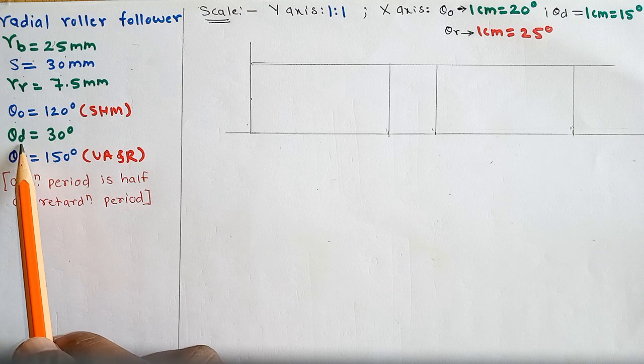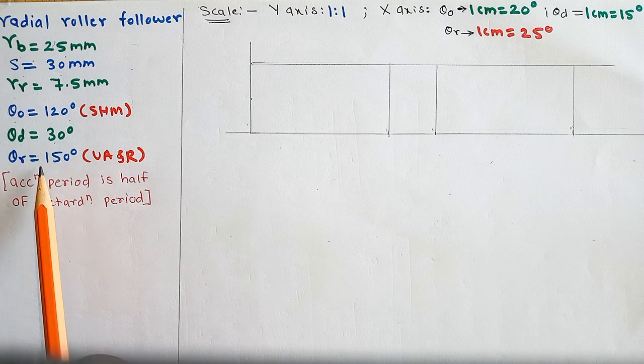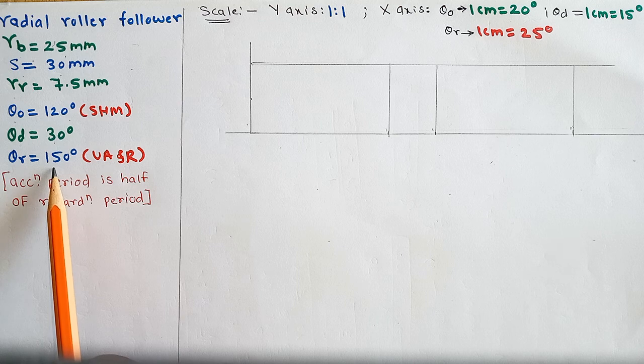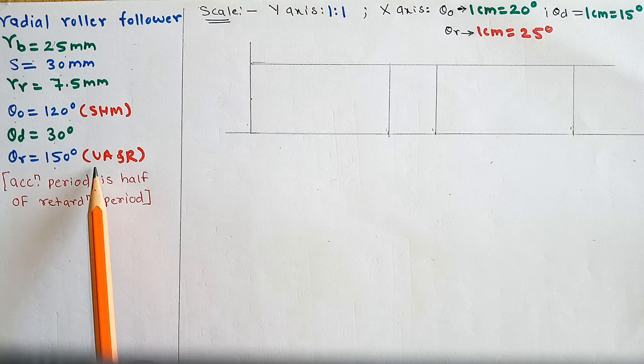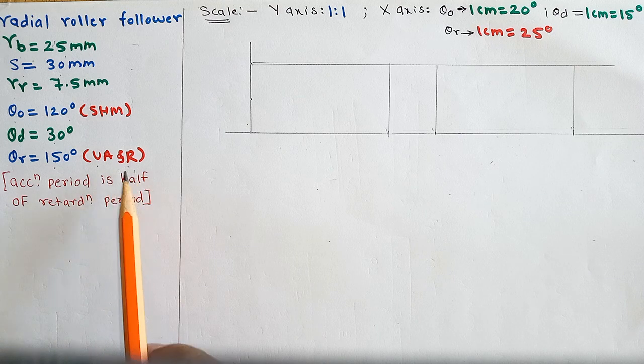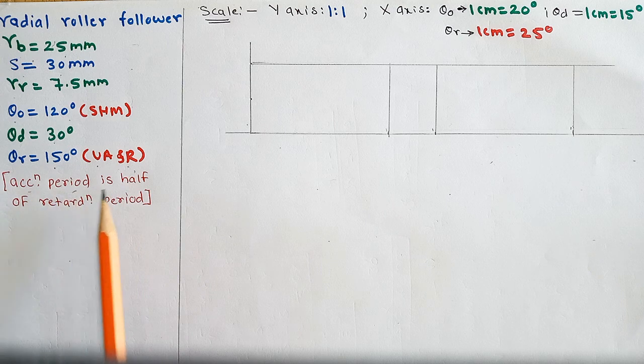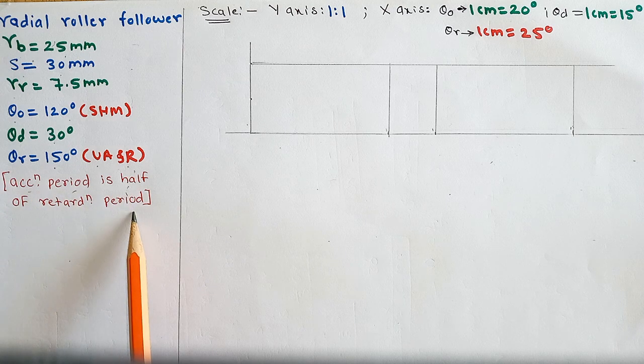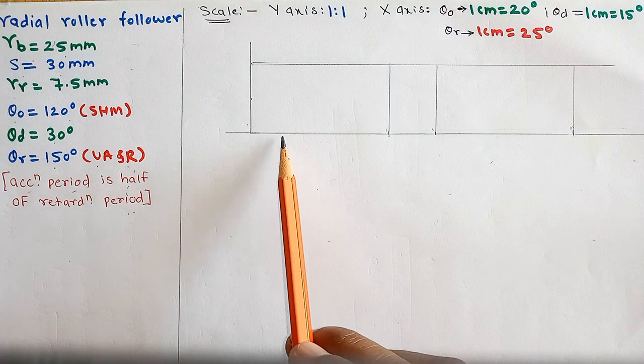Outstroke is followed by dwell period of 30 degrees, which is in turn followed by return stroke, during which cam rotates with 150 degrees and the follower motion is uniform acceleration and retardation. And during the return stroke, acceleration period is half of the retardation period. So this is important condition. So the first step is to draw the displacement diagram.